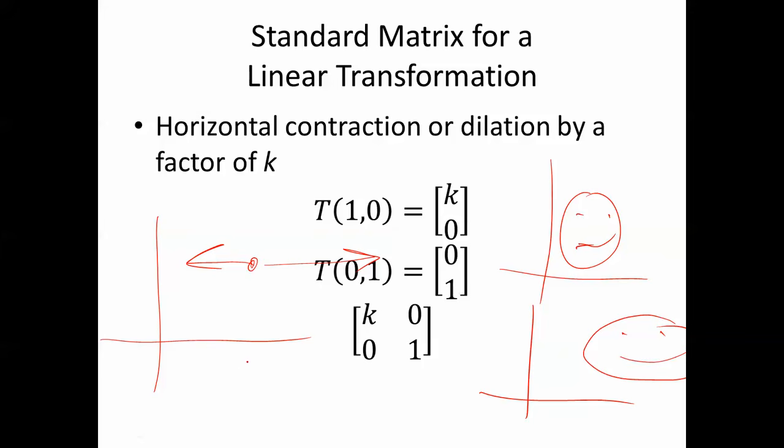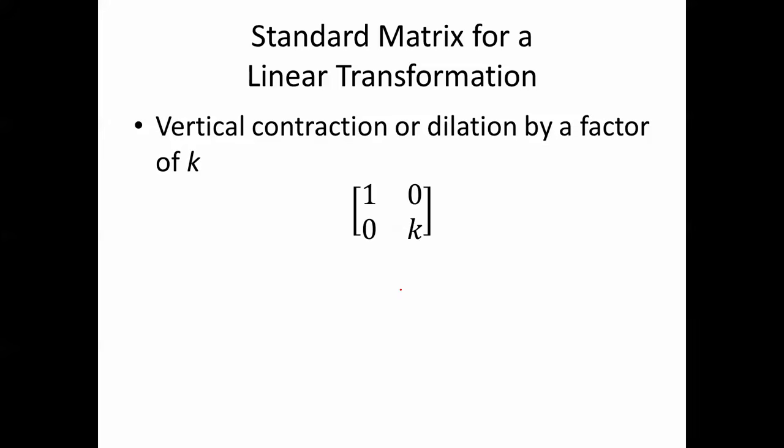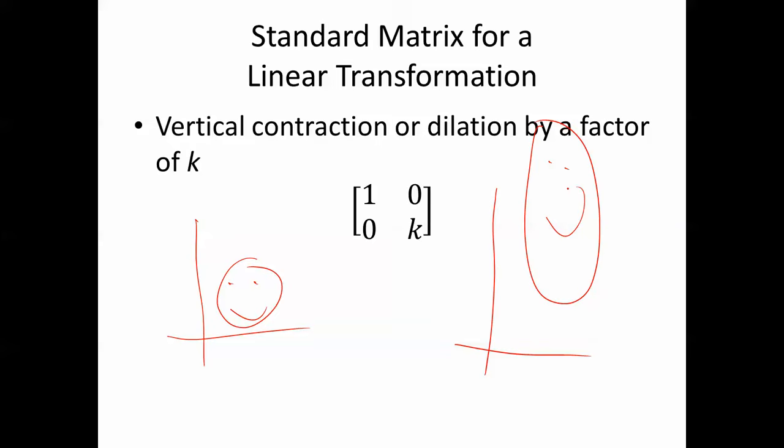Okay, so T of 1, 0, you've stretched that by a factor of k. So now it's going to be k, 0, although you might contract it. It's still k, 0. And T of 0, 1, well, it's a horizontal contraction or dilation, so that still stays 0, 1. So this would be our matrix, k, 0, 0, 1. In the same way, a vertical contraction or dilation by a factor of k would be 1, 0, 0, k. And if it's a vertical dilation, that means something that looked like this now looks something like this, if you stretch it.